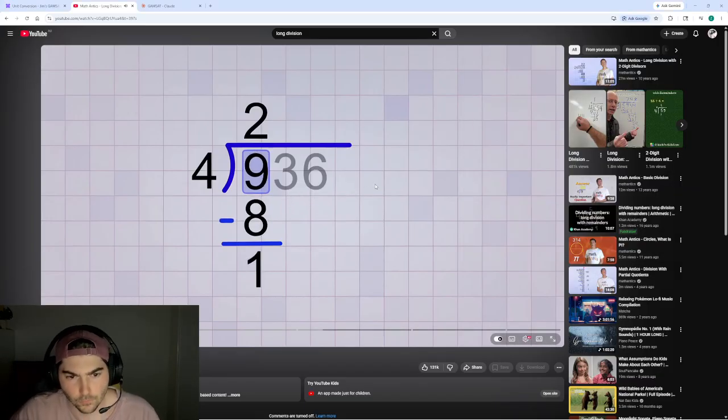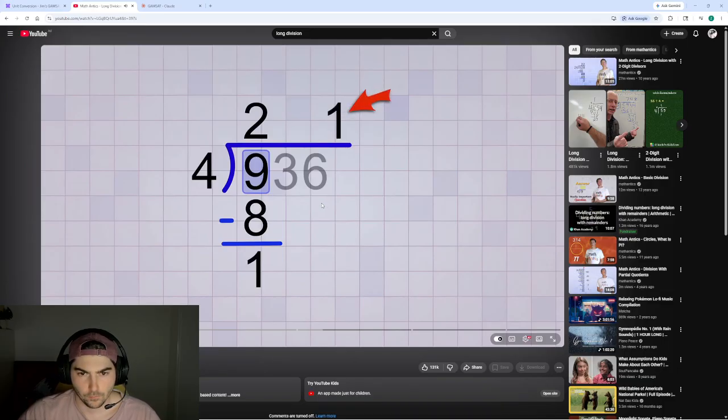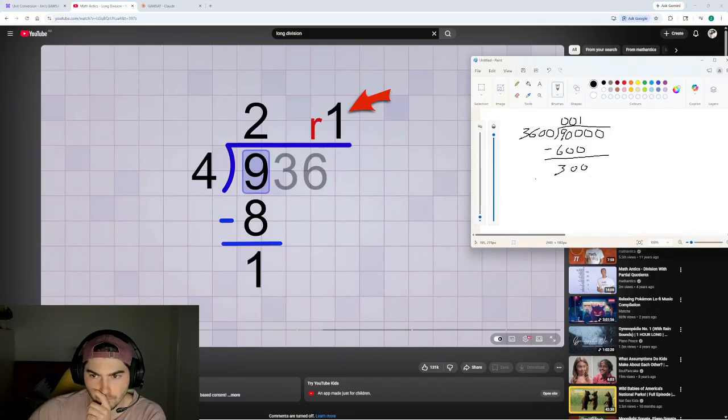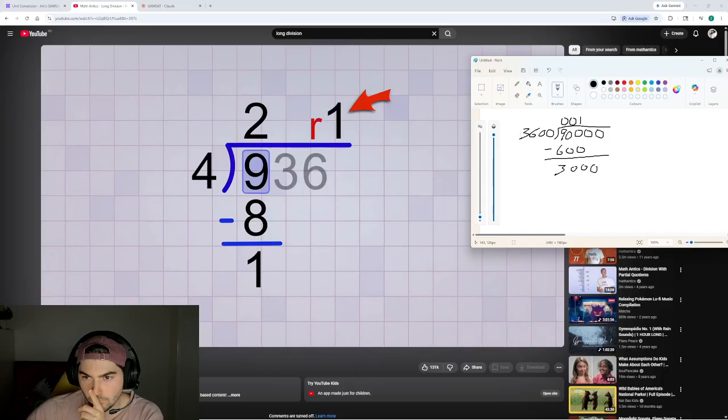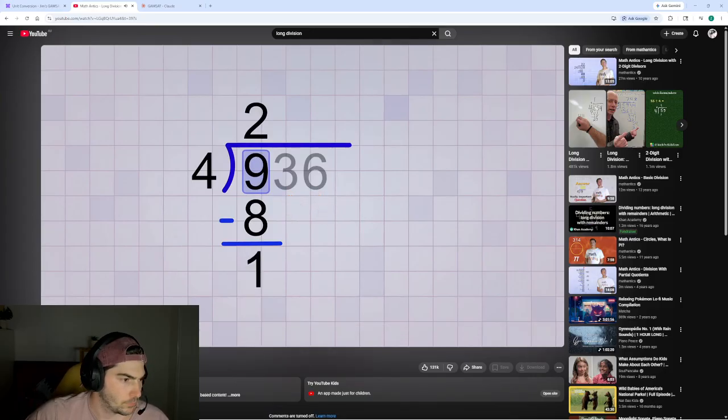Nine minus 8 is 1, so our remainder is 1. Now at this point, in our basic one-step division problems, we would rewrite our remainder up in our answer with a little r next to it. But we aren't going to do that yet because this is long division and we still have more digits to divide, the ones we've been ignoring.